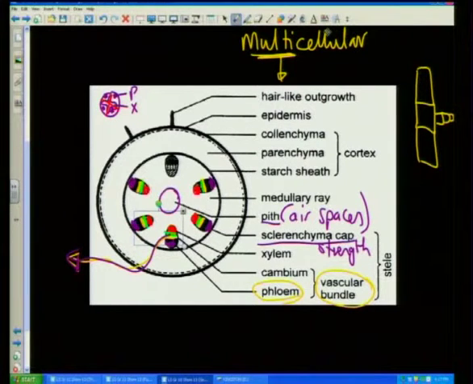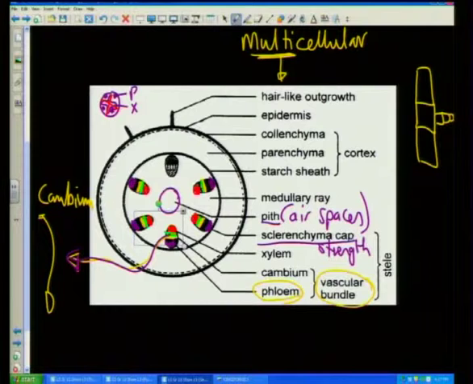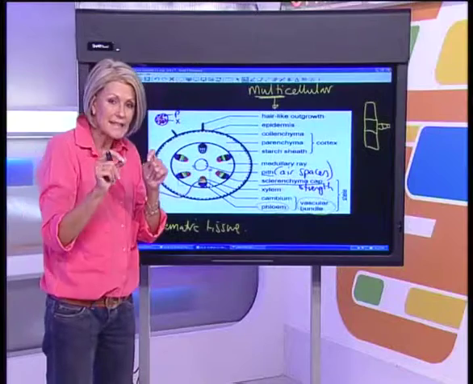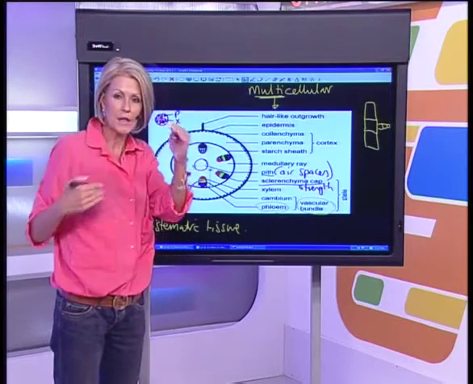Okay, there. The cambium is, or contains, I'm going to write it down here so I've got space, meristematic tissue. Why? Because it creates new xylem and new phloem.